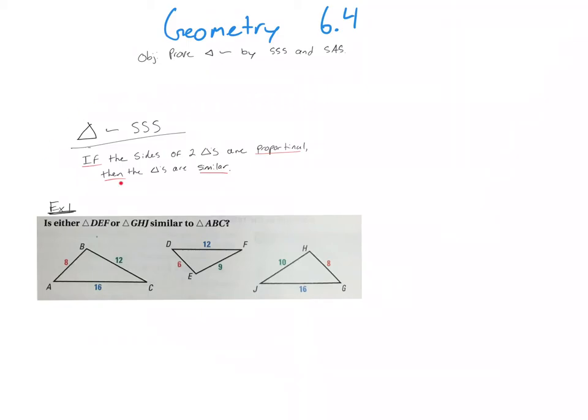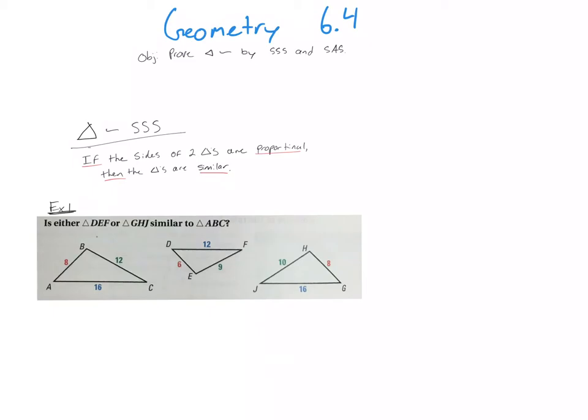So first of all, our first theorem here that we're talking about is the triangle similarity by side, side, side. And it says, if sides of two triangles are proportional, then the triangles are similar. So this is our example 1 says, is DEF or GHJ similar to ABC? So we're trying to figure out which one of these is similar to ABC, to this one. So let's see here if we can figure that out.